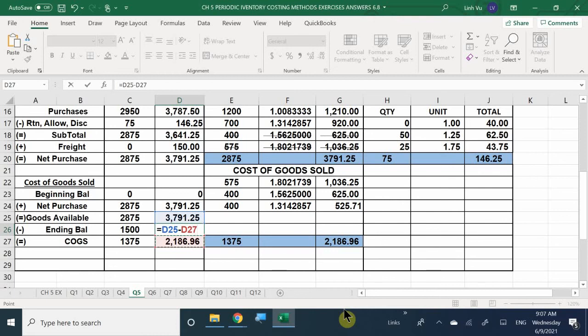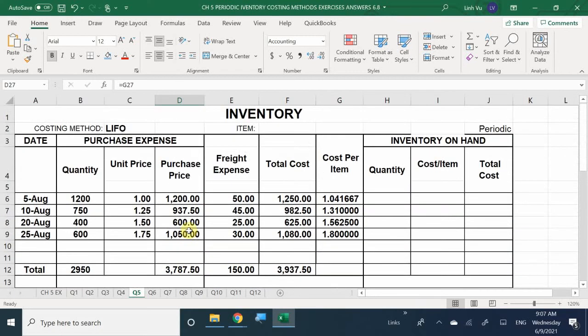I got 1604.29. Okay. Excellent. 1604.29. All right, and there we have it. We finished our worksheet.